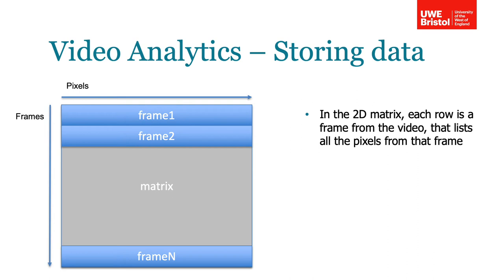Having remapped each image frame to be a vector, we then stack these in sequence to form a new matrix of size 153 by 172,800.